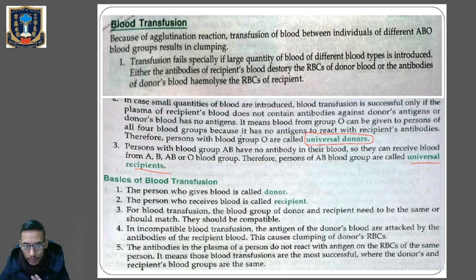Okay, and this will cause the clumping reactions or agglutination. The antibody in the plasma of a person does not react with antigens on the RBC of the same person. It means those blood transfusions are the most successful where the donor and the recipient blood groups are the same. That means proper blood matching has to be done before blood transfusions.